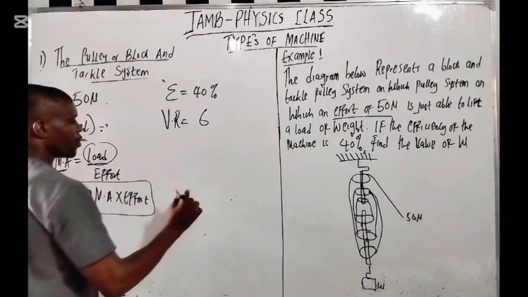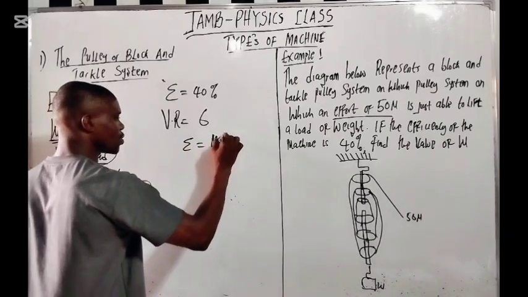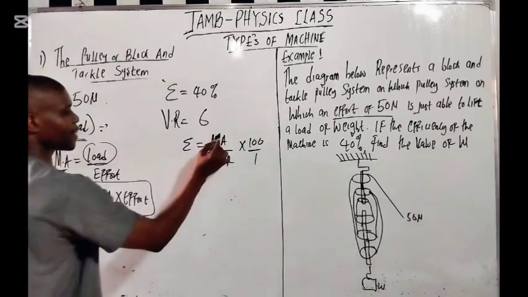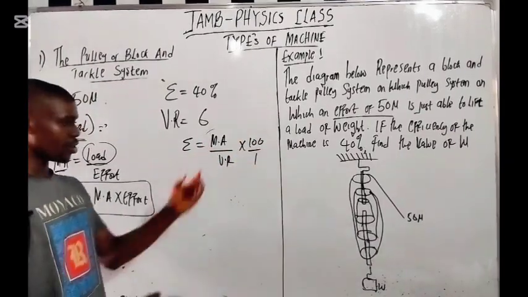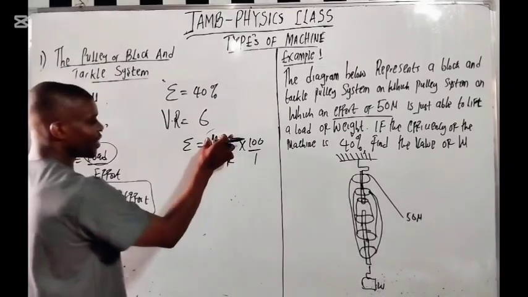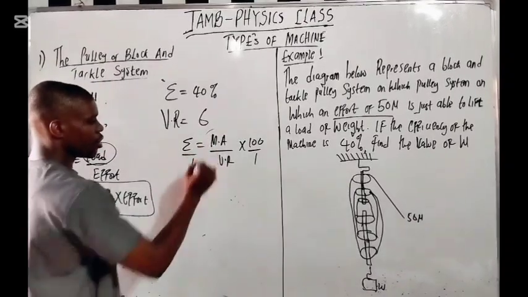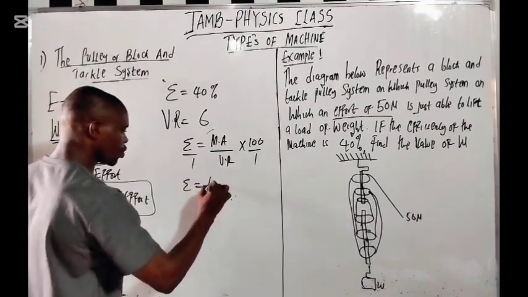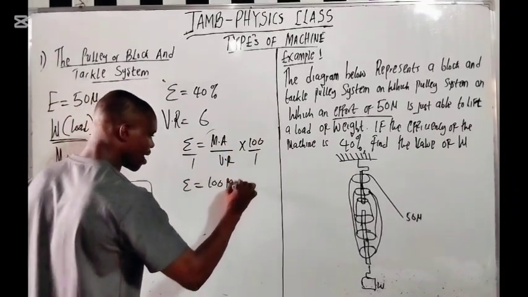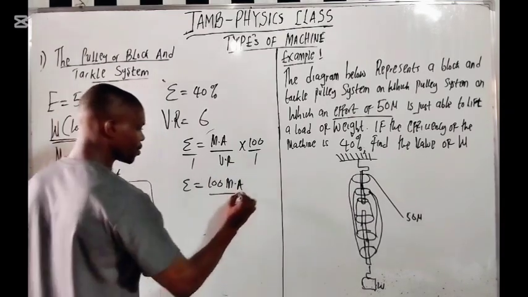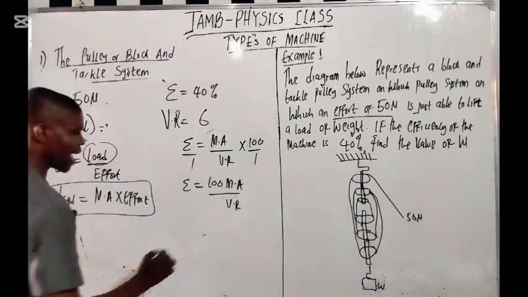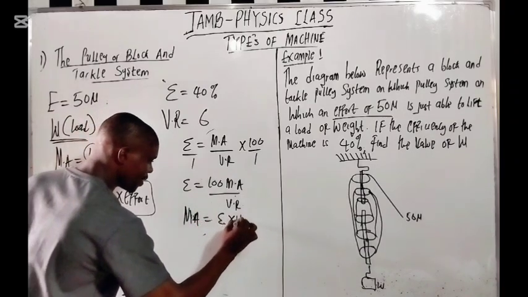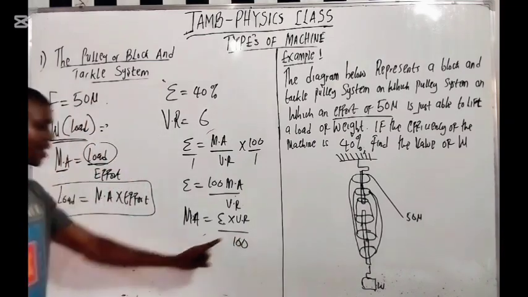Remember, efficiency equals mechanical advantage over velocity ratio times 100 over 1. Let's make mechanical advantage the subject of the formula. Mechanical advantage times 100 over velocity ratio. When you cross multiply, mechanical advantage equals efficiency times VR over 100.